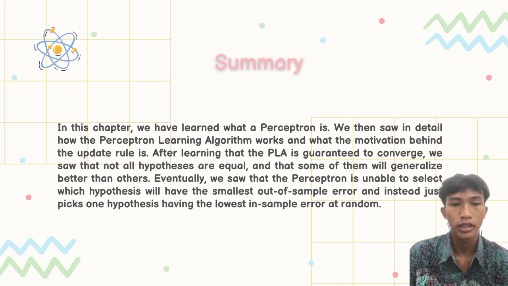Summary: in this chapter we have learned what a perceptron is. We then saw in detail how the perceptron learning algorithm works and what the motivation behind the update rule is. After learning that the PLA is guaranteed to converge, we saw that not all hypotheses are equal and that some of them will generalize better than others.